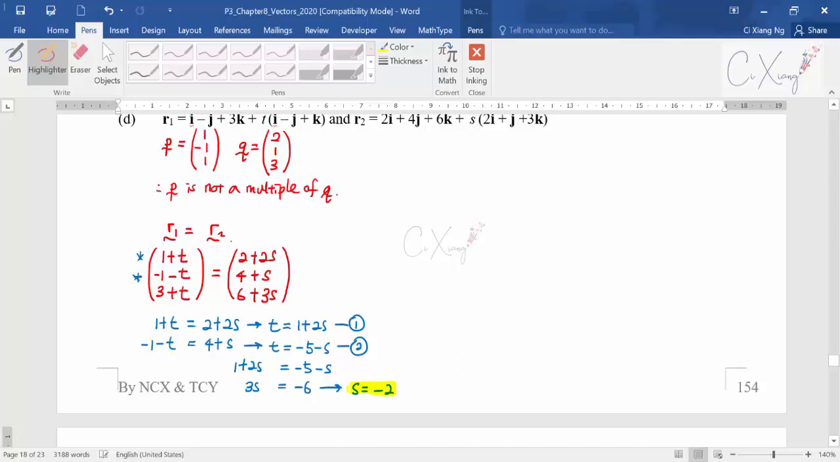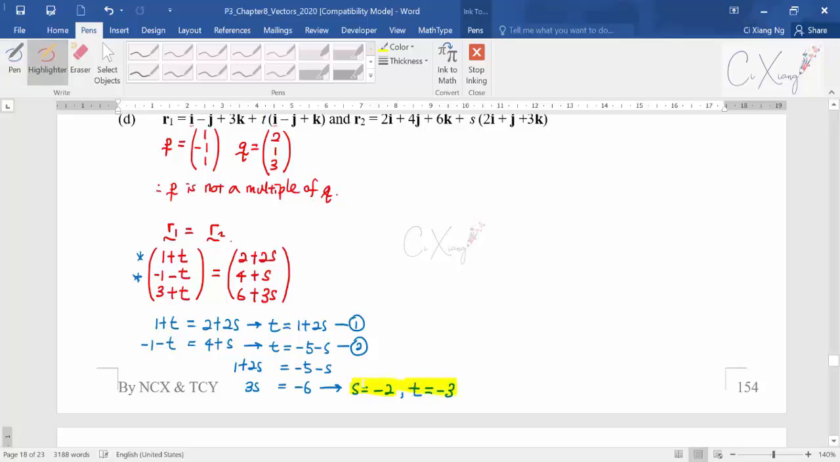Okay, right. So once you get the value of S already, for three-dimensional cases, you cannot just stop here. You need to continue to find out the T. So what's the value of T? So for value of T, it will be 1 plus 2 times negative 2. Then you have T equals to negative 3. So you need both answers, both S and T.